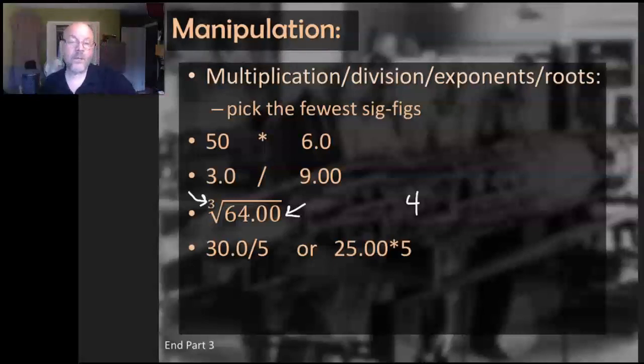All we do is look at what we have left over. So I got 64.00. So I need 4 sig figs. I started with 4 sig figs. I need 4 sig figs in the end. So 4.000. Okay, so that becomes my number there.